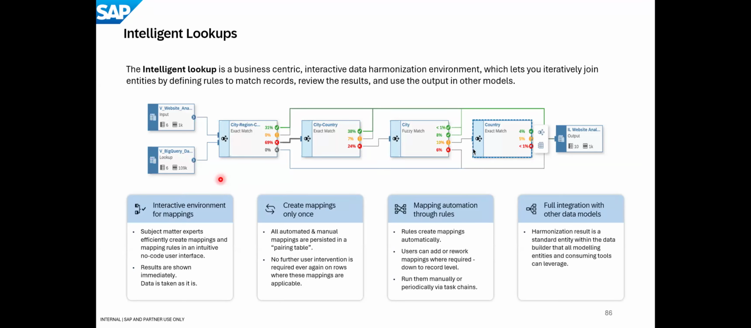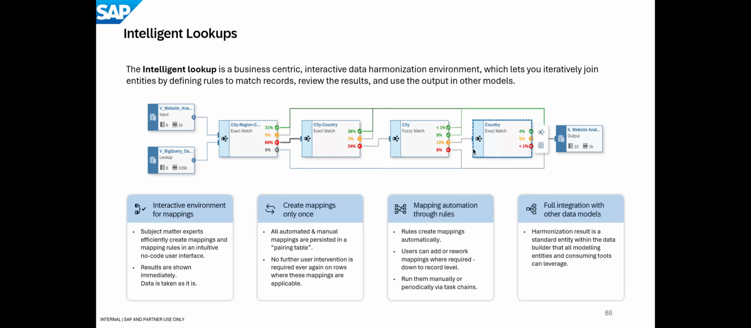So what are the key features of intelligent lookup? It provides an interactive environment for mapping, which means a business user can easily set up rules to match the data. It is a no-code tool with a user-friendly interface, and you can see the matching results right away. And then the second feature is create mapping only once. This feature allows you to define how the data is mapped only once. Once you have matched the data, it is stored in something called a pairing table inside it, and then you don't have to redo it every time you map for other cases.